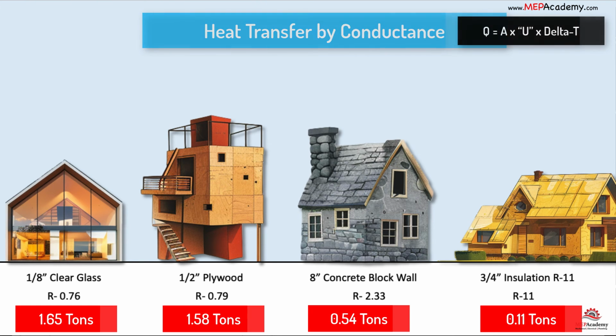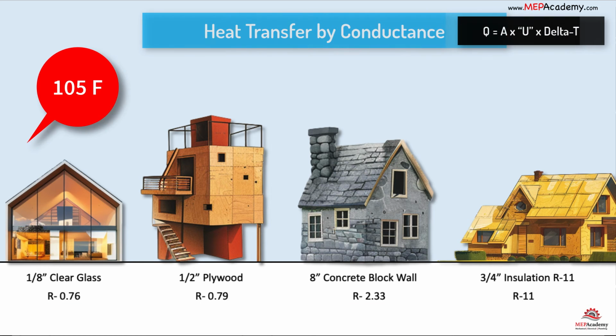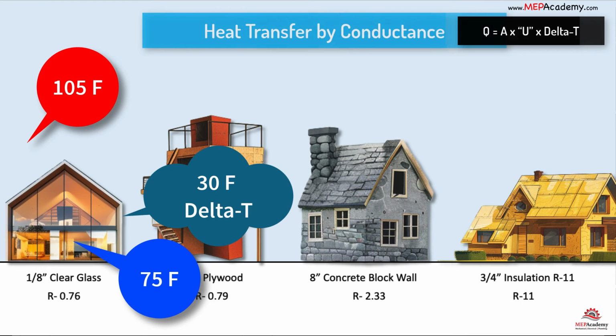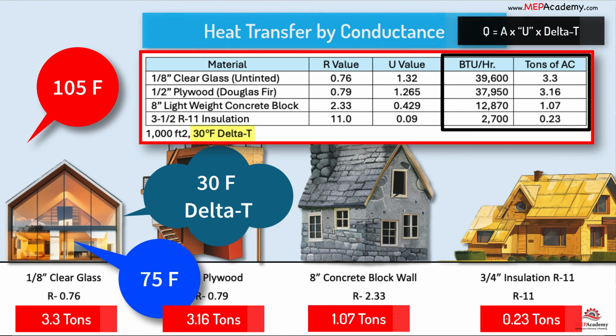If the outdoor temperature increased to 105 degrees Fahrenheit, this would double the delta T in our equation, which would double the heat gain through our building components. This is one of the reasons why the temperature outdoors makes a difference in the energy consumption of the building for comfort, cooling, or heating.